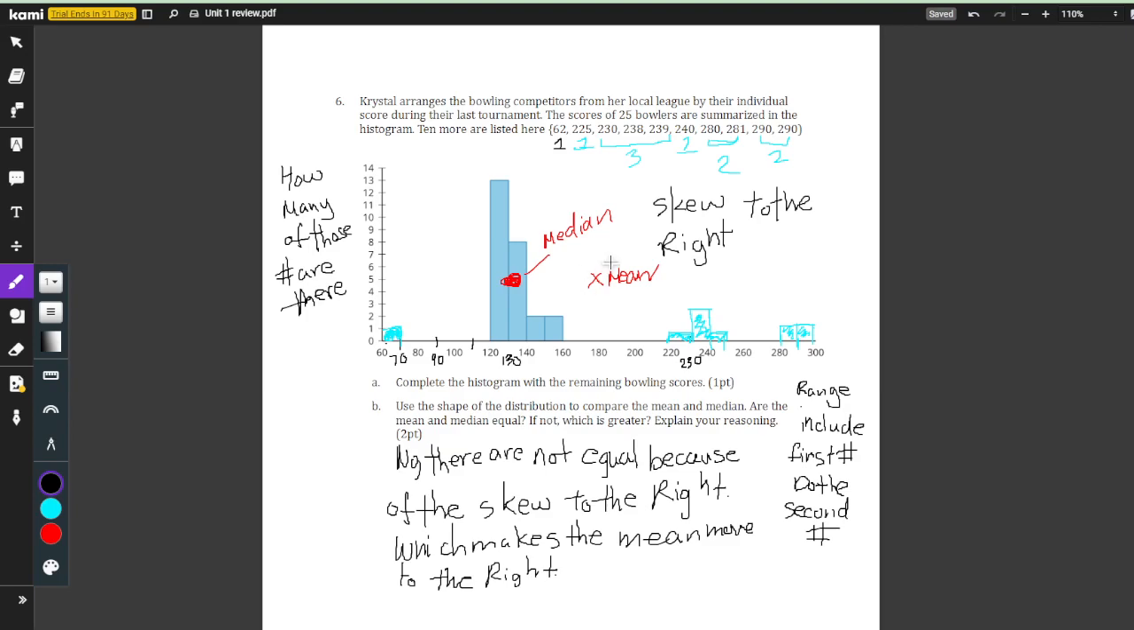If it's symmetric, the mean and the median will be in the middle. They will be fairly close. It would be the same. But because of the skew, your mean's going to move away from the median and get closer to the skew because of how the skews work.